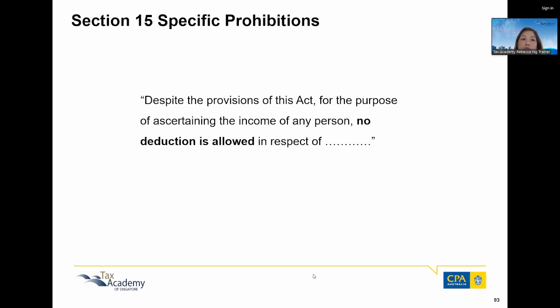Okay, so now section 15, it talks about what are the expenses that are not allowable for deduction. Okay, despite that it can be allowed under section 14, but what is not allowed under section 15 will not be allowable for deduction.